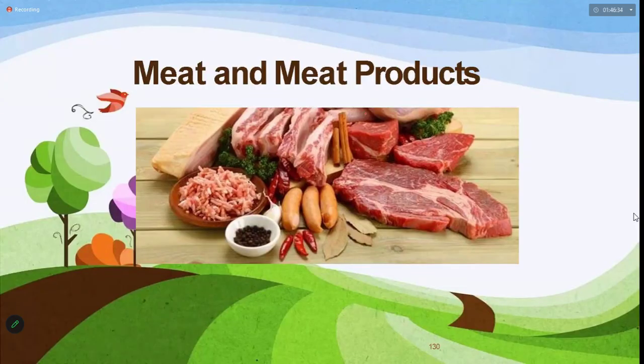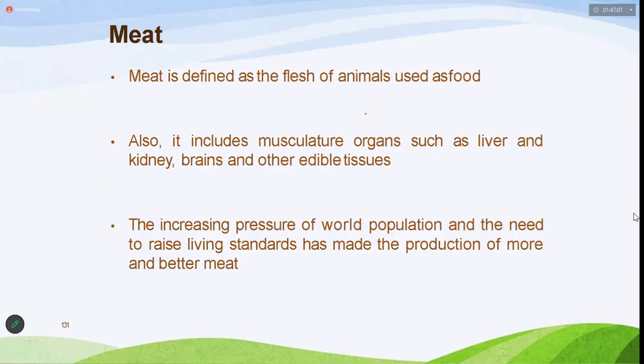Okay, now we'll move to the next big part of our story. It is about meat and meat products. What are these meat products? After dairy, they are the next most important economic value of our livestock industry. Meat is defined as the flesh of animals.